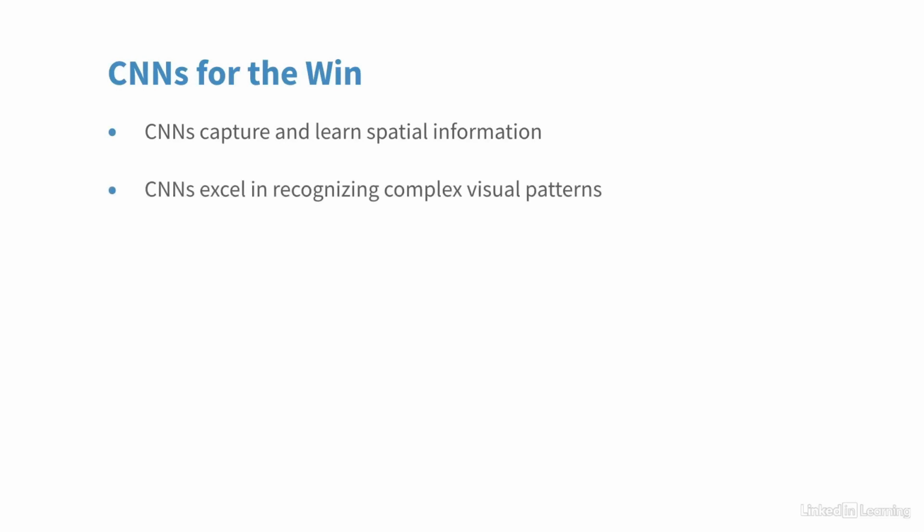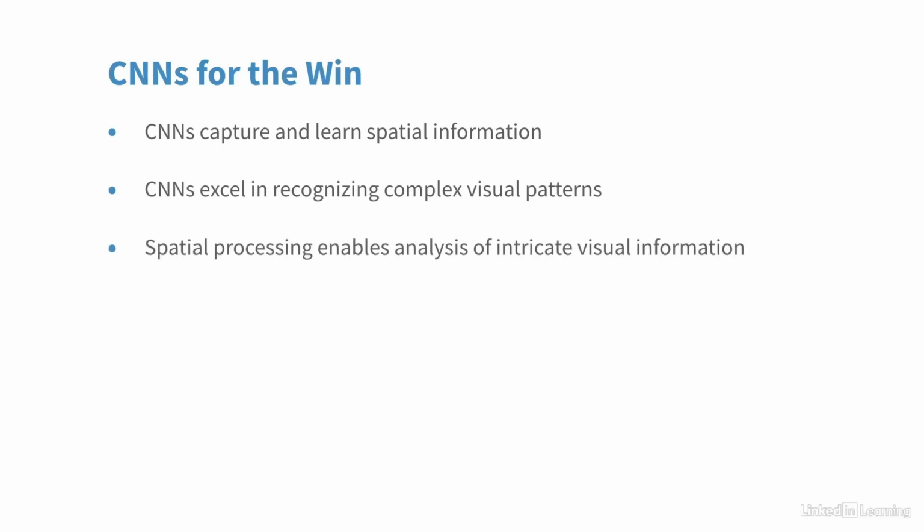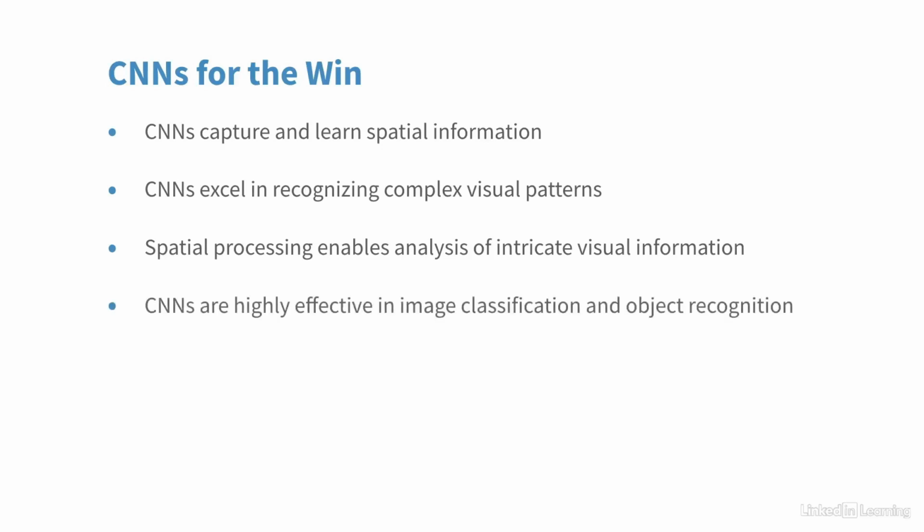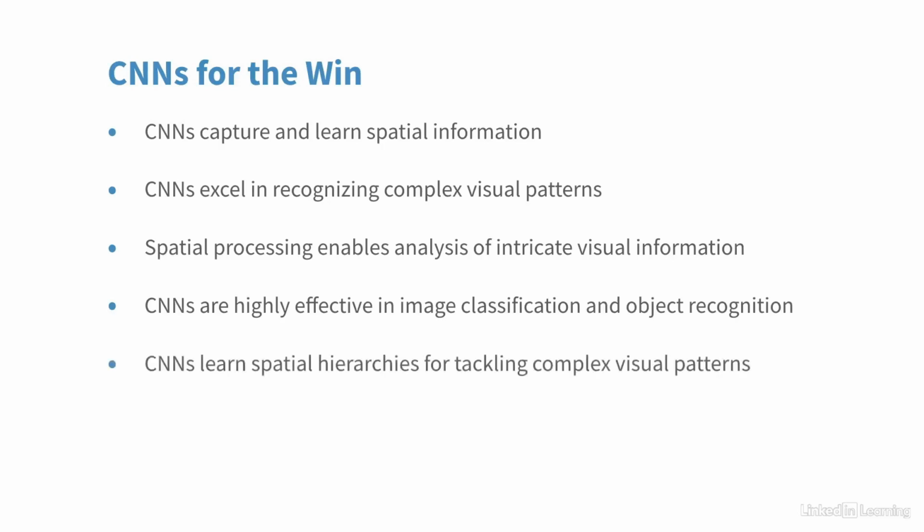To sum it all up, CNNs are specialized in capturing and comprehending spatial information, especially in recognizing intricate visual patterns. Spatial processing allows for the analysis of complex visual data, making CNNs highly efficient in image classification and object recognition. Additionally, CNNs learn spatial hierarchies to tackle complex visual patterns better.